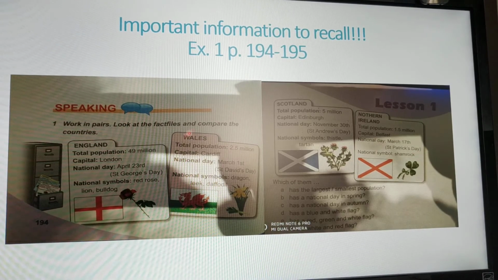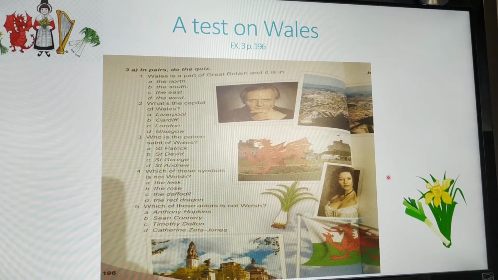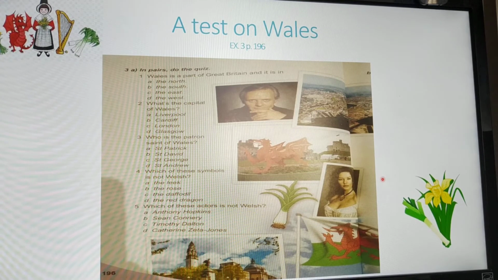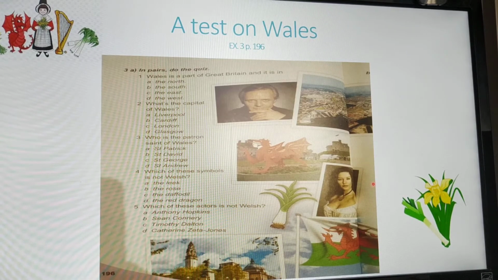Now, recall this information, please. Let's pass a test on Wales and let's check your memory. How well do you recall the material from the previous lesson? Let's read the sentences and give the answers. Please open your copybooks, write down the date of today and class work.